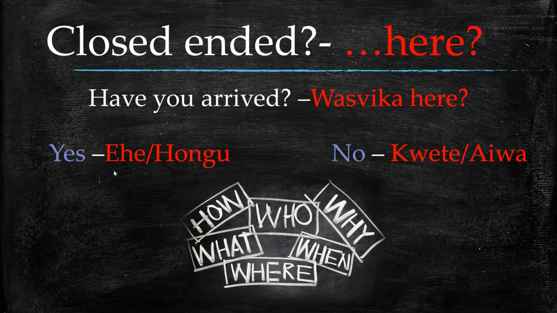And there are two words in Shona that say yes. You can say ehe or wongo. And if your answer is no, no in Shona is kwete or aiwa.